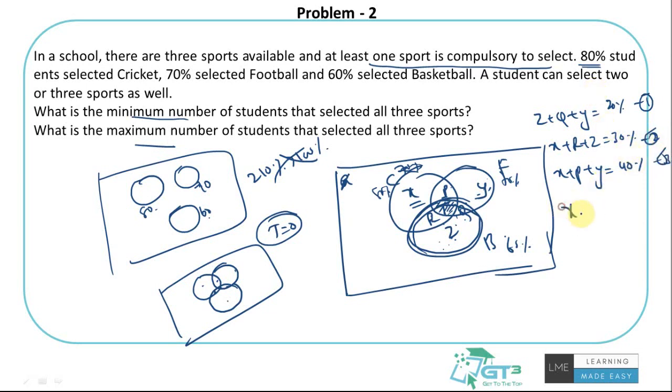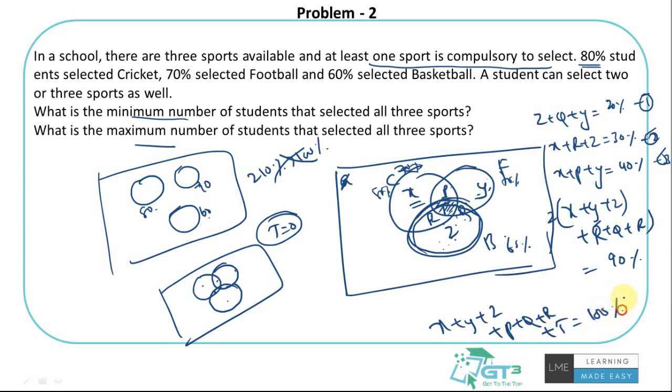If I add the 3, what would I get? X plus Y plus Z plus Z. So that is 2 times X plus Y plus Z, plus P plus Q plus R, and that will be 20 plus 30 plus 40, which is 90%. What do I know? I know that X plus Y plus Z plus P plus Q plus R plus T is 100%. That's everyone, right? I know A is 0, that's why I get this. So what is X plus Y plus Z plus P plus Q plus R? 100 minus T. So I replace it here. What is this equation?